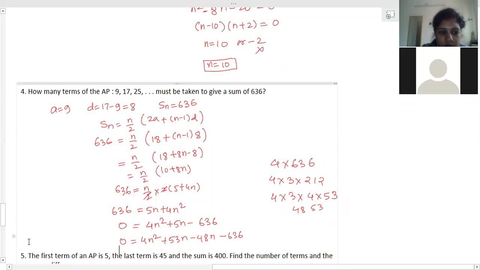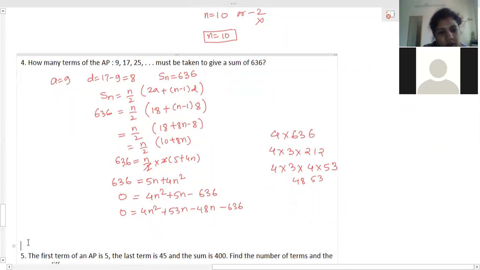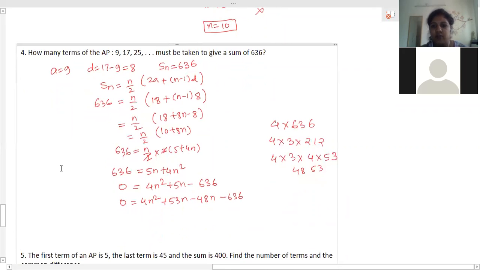Ma'am, for that n by 2, I took the 2 to the other side into 636. Yeah, that is okay, no problem. And then after that, you can take 2 common. Everything will be divisible by 2 at the end. That can be done. No problem. Okay, ma'am.